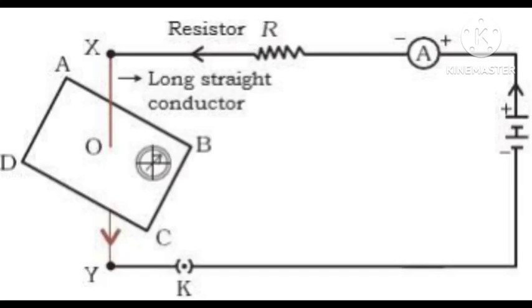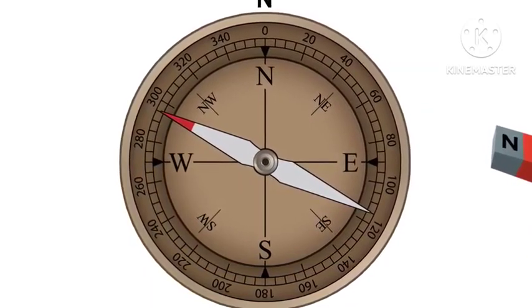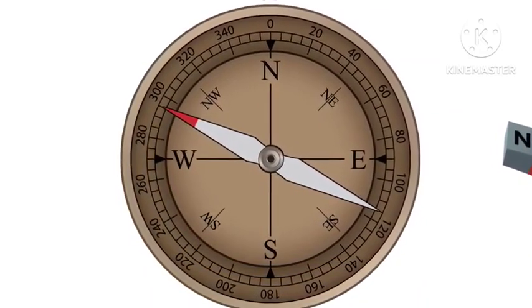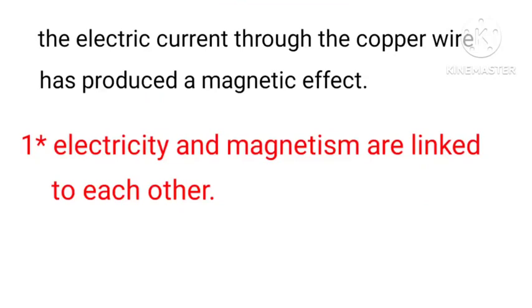Take a straight thick copper wire and place it between the points X and Y in an electric circuit as shown in the figure. The wire XY is kept perpendicular to the plane of the paper. Horizontally, place a small compass near the copper wire. See the position of the needle. Pass the current through the circuit by inserting the key into the plug. Observe the change in the position of the compass needle. We see that the needle is deflected. What does it mean? It means that the electric current through the copper wire has produced a magnetic effect.